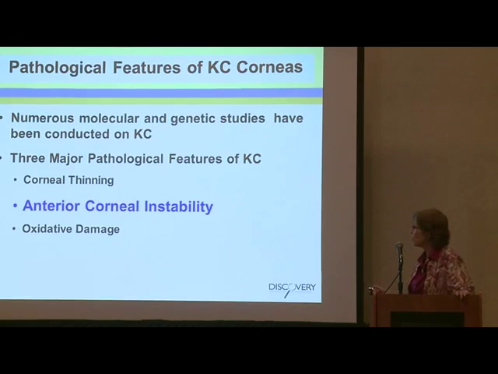The second feature is the anterior corneal instability. And I'm going to present 3 different studies that were done using different approaches, all of which came to the same conclusion, that keratoconus is mainly a problem with the anterior part of the cornea and not really so much involving the posterior part of the cornea.